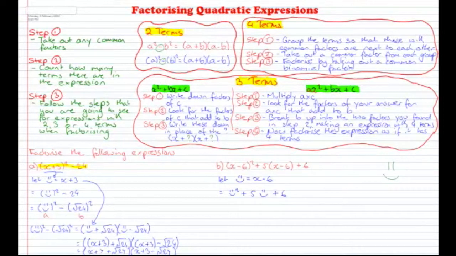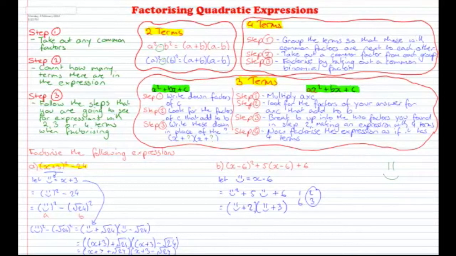Alright, so the first one says write down the factors of c. Well, the factors of c, being 6, are 1 and 6, and 2 and 3. Now what do these factors add to 5? Well, you've got 2 and 3 add to 5. So we're going to have, in brackets, smiley face plus 2, bracket, smiley face plus 3. Because 2 and 3 go into these spots here.